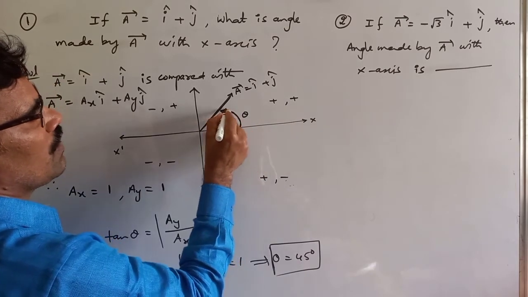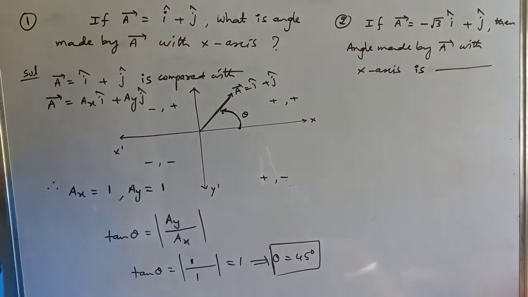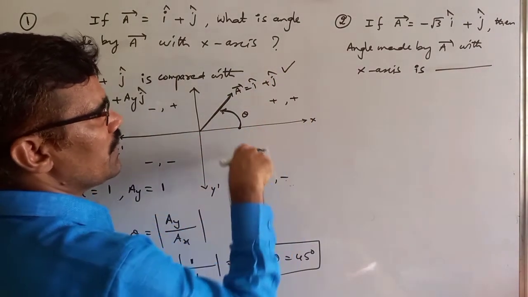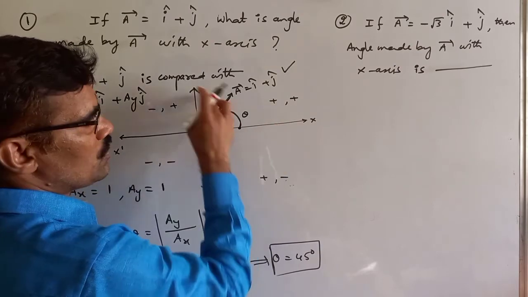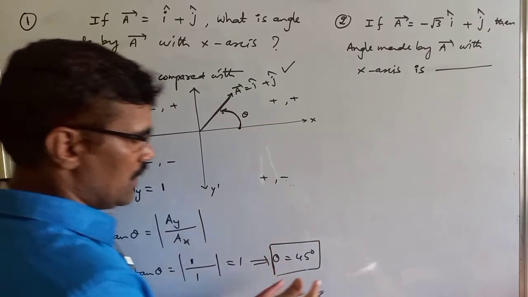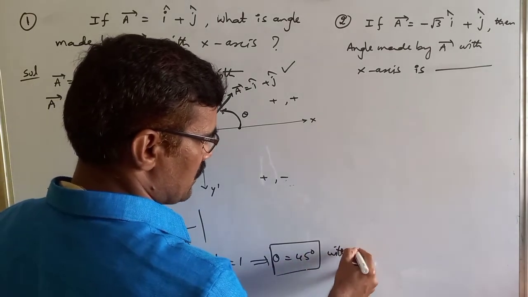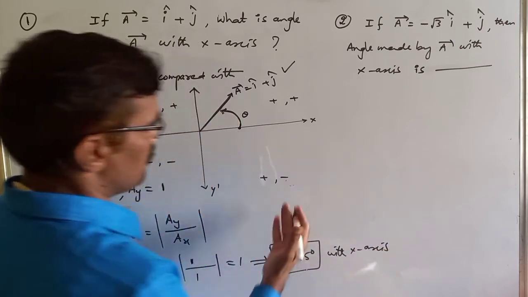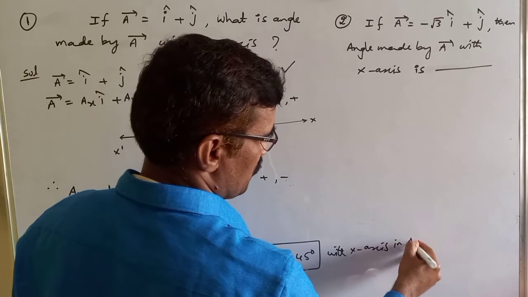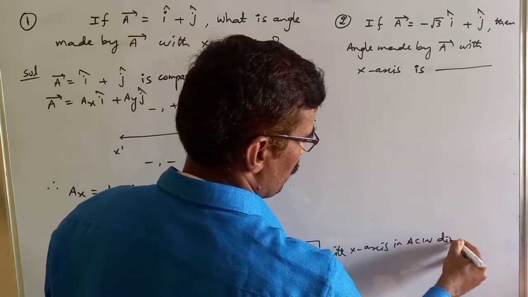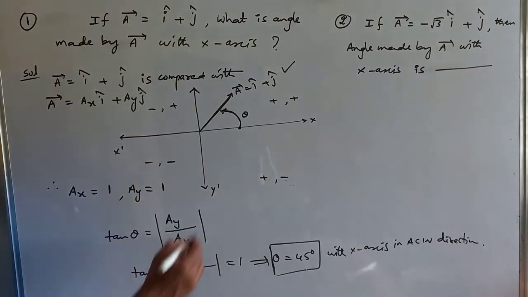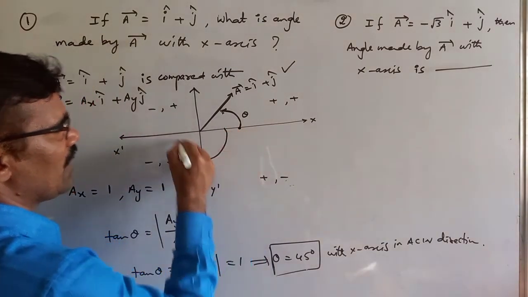That's why here this is 45 degrees with the x-axis. It is already decided to be in the first quadrant, so theta equals 45 degrees with the x-axis. Clockwise or anti-clockwise from the x-axis? Anti-clockwise. Sure, sir? No problem. Then in the clockwise direction I want beta.